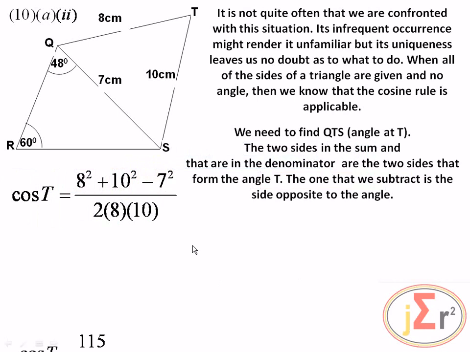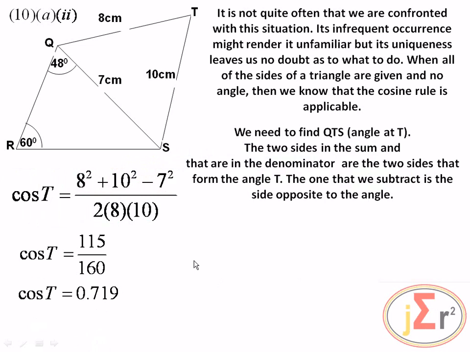Another step of simplification. And then finally, cosine of t is equal to 0.719, and we will find t by taking the cosine inverse of 0.719, and that turns out to be 44 degrees. I'm not that good. I just remember the answer, that it is 44 degrees.